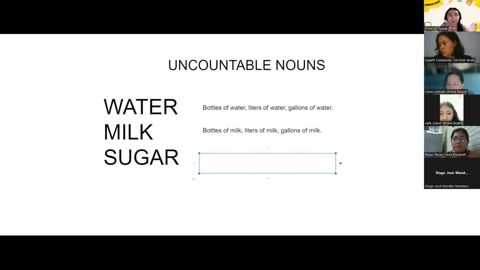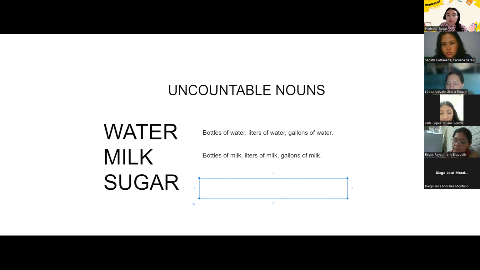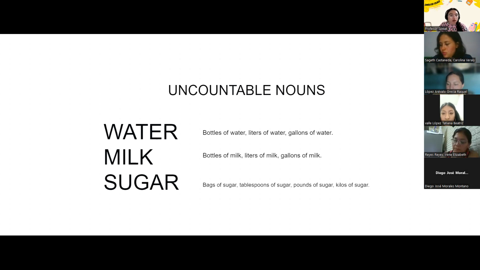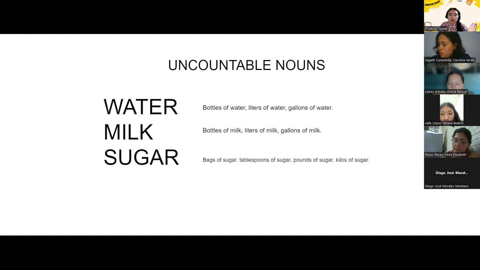Kilos. So, sorry, Tati. Kilos, ¿cómo se diría? En inglés, kilos, sería igual. Kilos, yeah, kilos. Igual. Kilos of sugar, y etcétera, etcétera. Okay? So, recapitulando. Estos, water, milk, sugar y cualquier uncountable noun no va a dejar de ser uncountable noun. Pero sí hay una manera de contarlos y es por las medidas para contar. Dependiendo de lo que esté midiendo, of course. Por ejemplo, water, tenemos liters, gallons, etc. Okay. Luego tenemos sugar, pounds, tablespoons, kilos, etc.